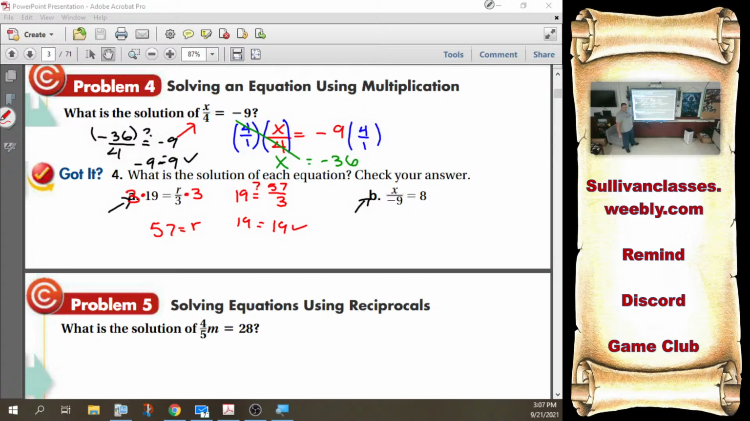Okay, it's not hard. It's not rocket surgery. Okay? Just show that those 3's will cancel. Show me that this times a negative 9 and this times a negative 9 cancels and equals negative 72. Show me that negative 72 over negative 9 is 8.